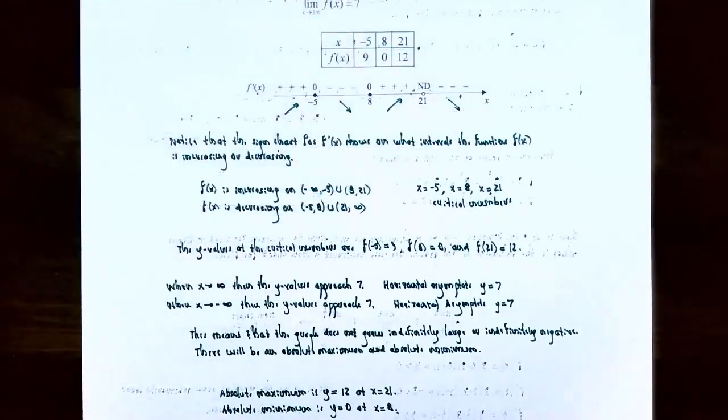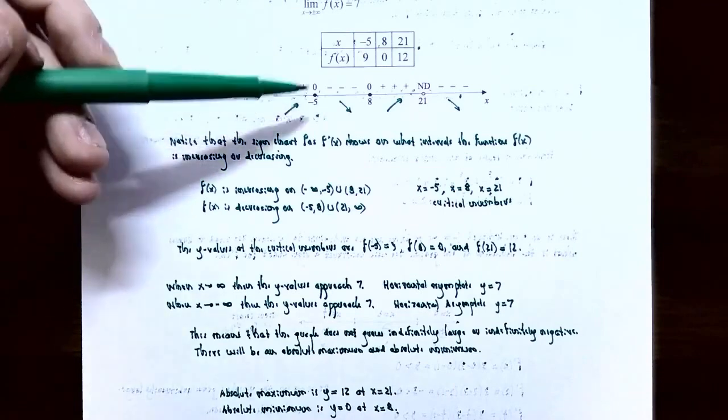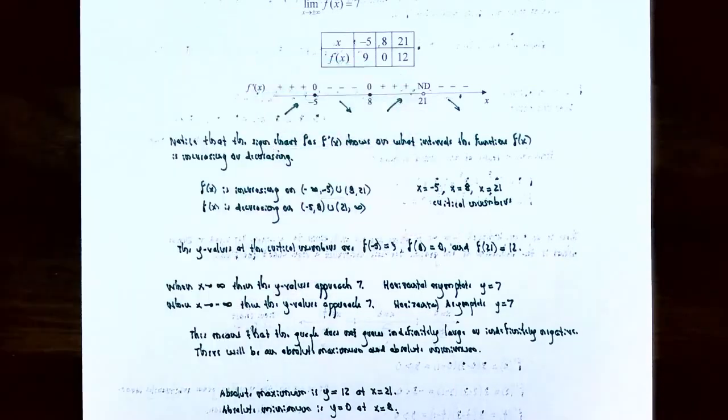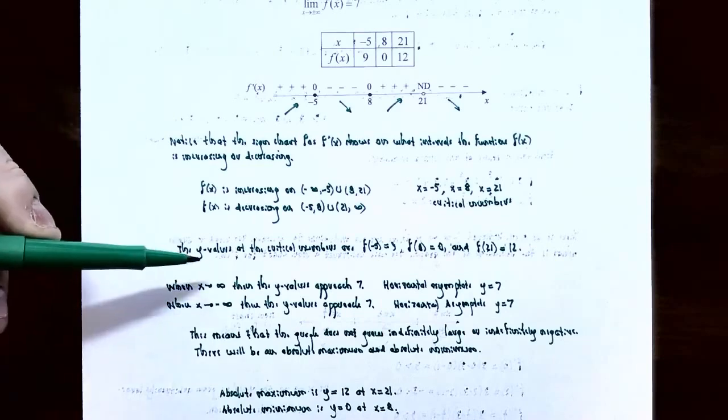So this tells us from the sign chart that we have 3 different critical numbers. We have x equals negative 5, x equals 8, and x equals 21. Those are the values of x where the derivative is 0 or undefined. So we have 3 different x values that we want to find the y value for. We want to find the y values for each of these critical numbers.